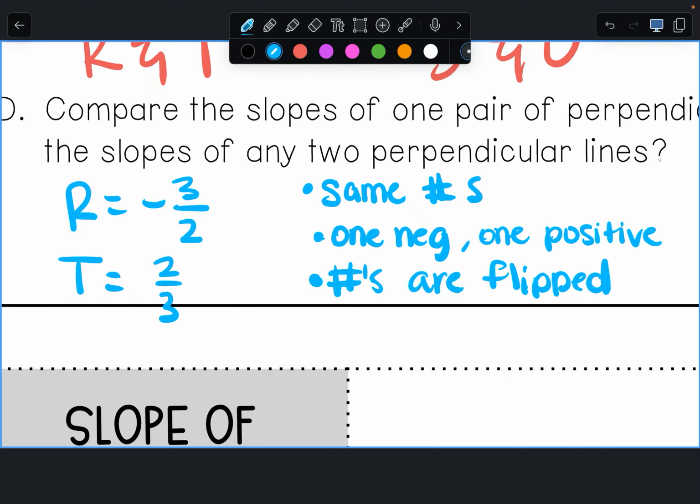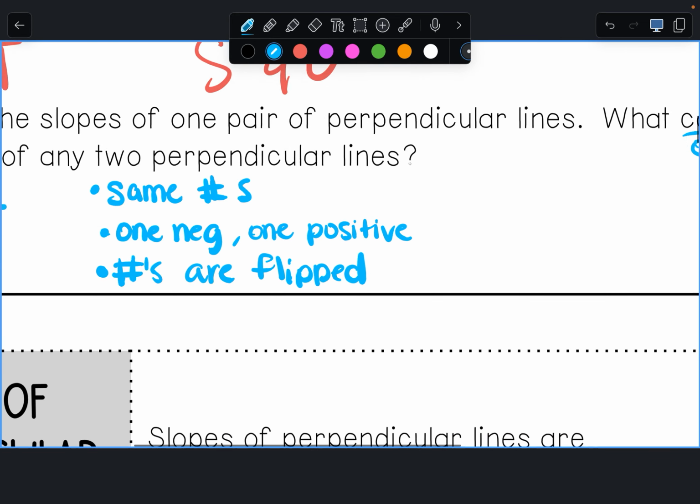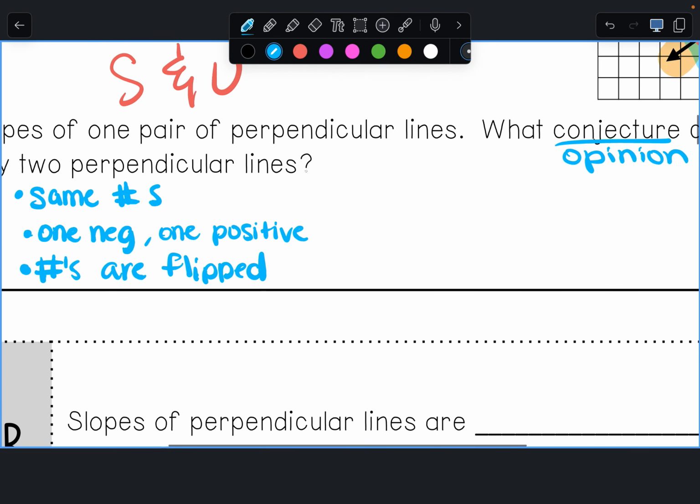So, the slopes of perpendicular lines, when they have the same numbers, one negative, one positive, and the numbers are flipped, these are called inverse reciprocals. You don't really need to know this word, though.